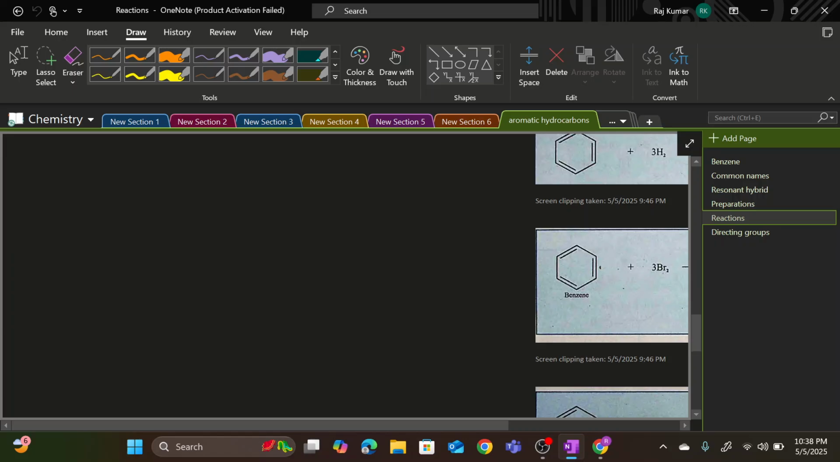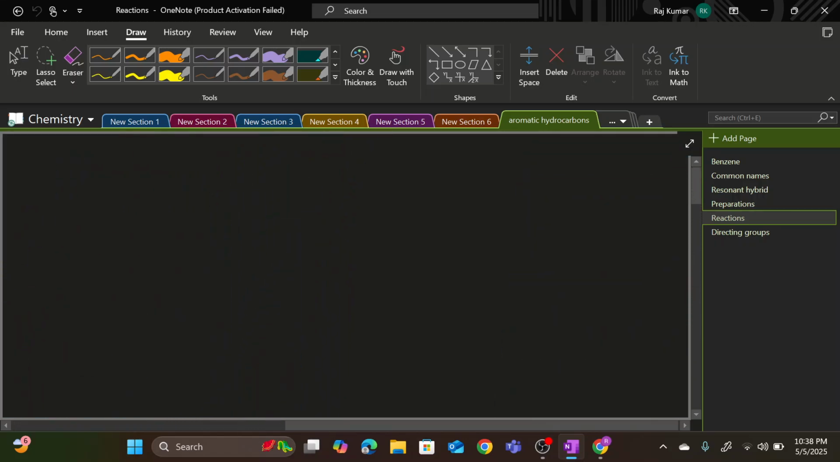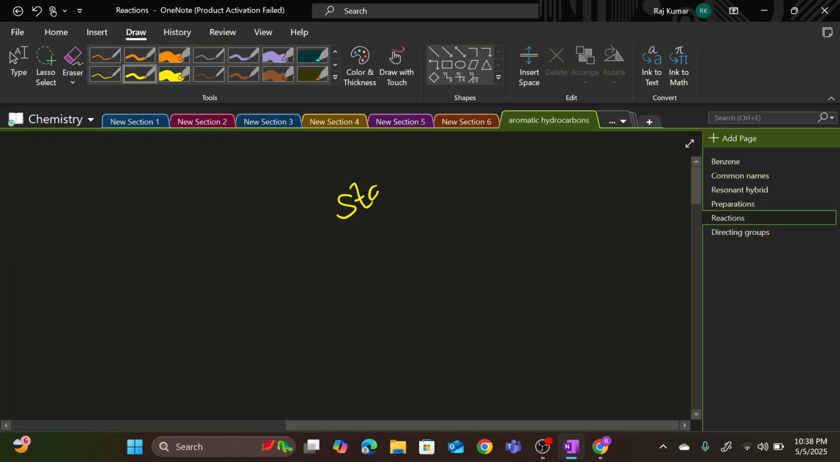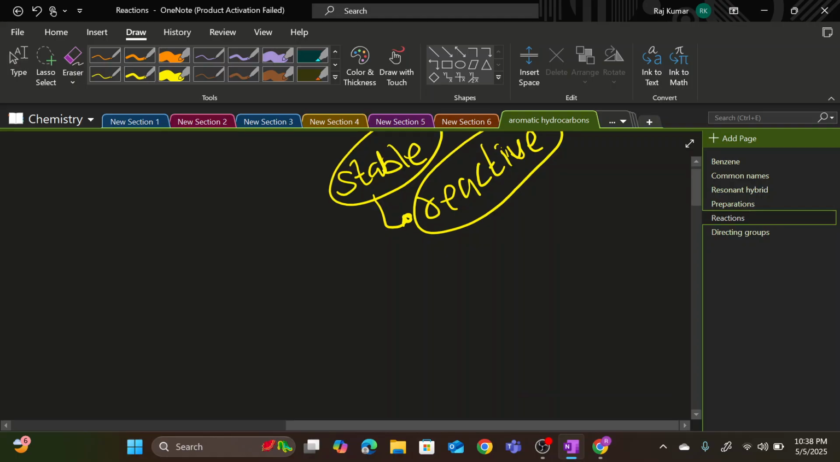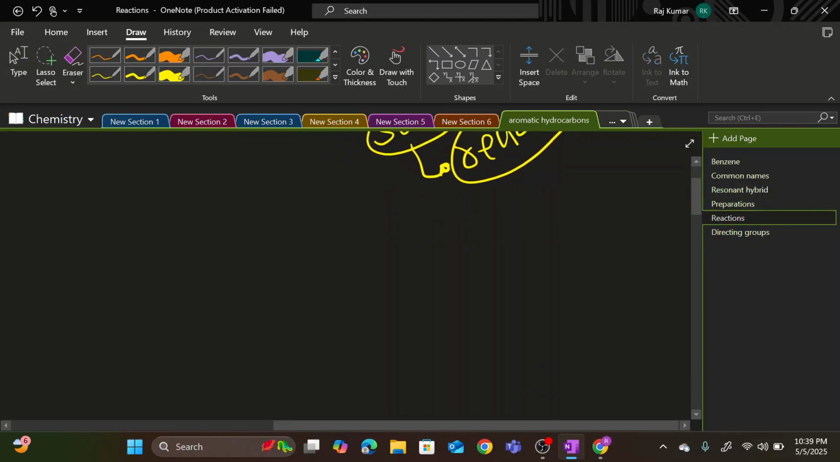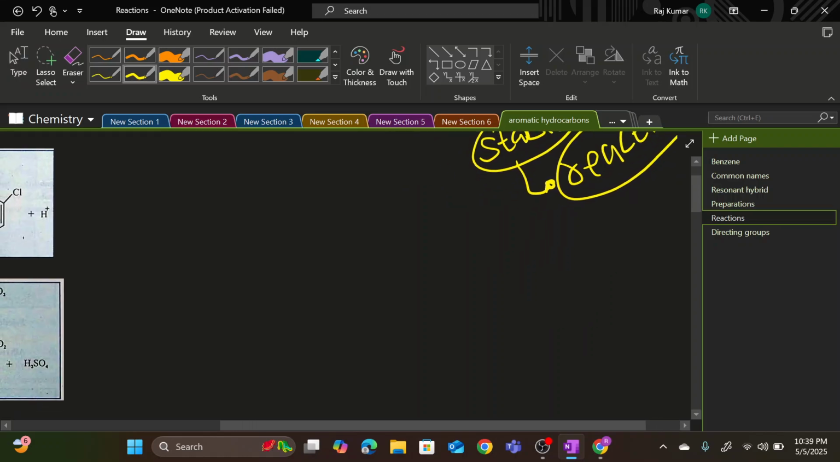Now let's talk about some reactions. So we have to understand that benzene is a highly stable molecule. Benzene is highly stable, but it is reactive as well. How is this possible? That's because of the resonance structure. Because of benzene's unique capability to be stable, it has substitution reactions which readily happen in benzene.